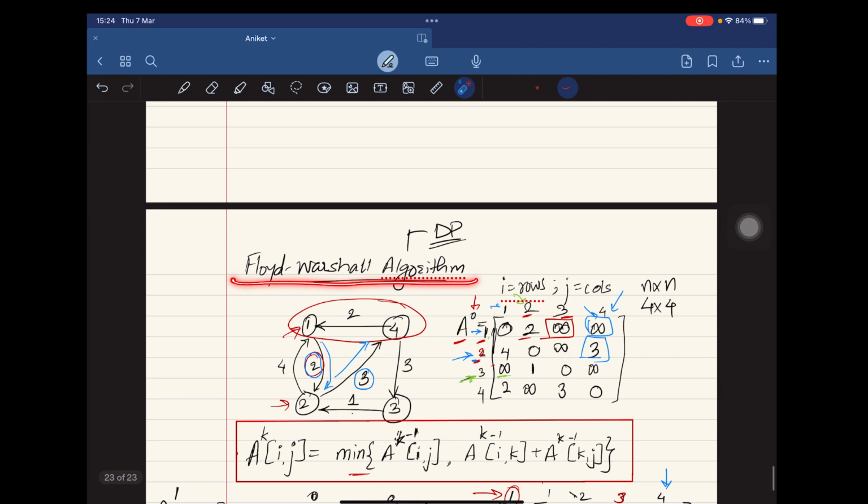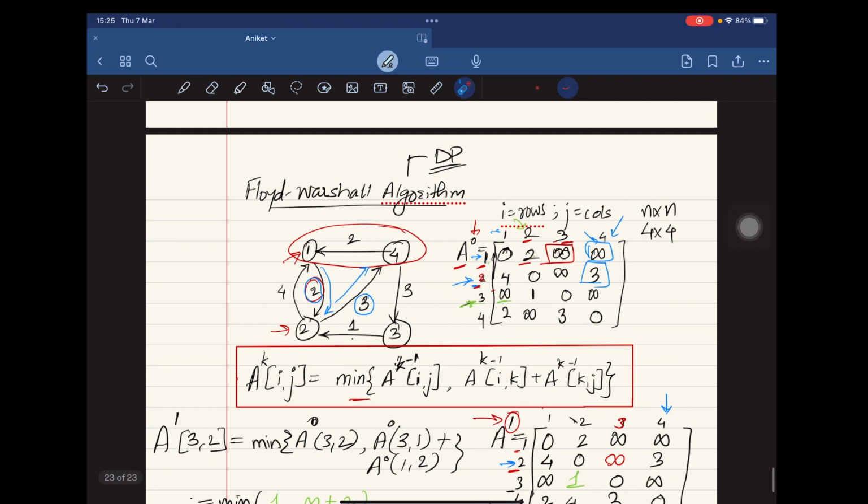So that is what the Floyd-Warshall algorithm explains, and we have seen that this is how you solve it. It uses dynamic programming. It's a very powerful algorithm. So that's what I wanted to show you in this particular video. I hope you understood it.